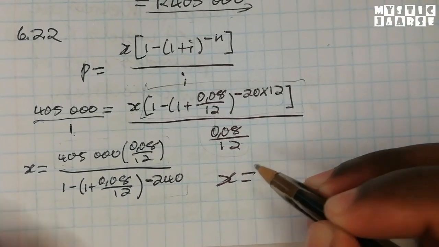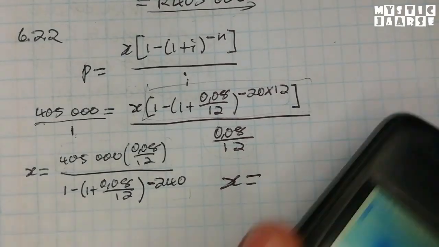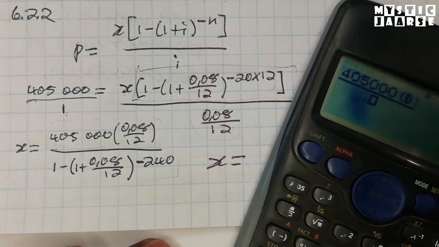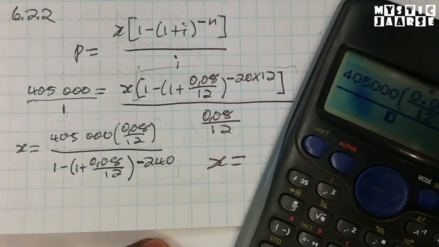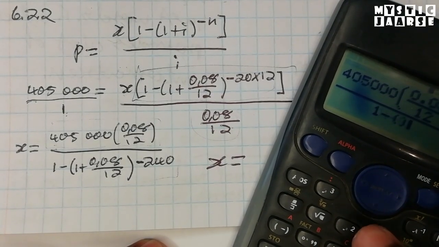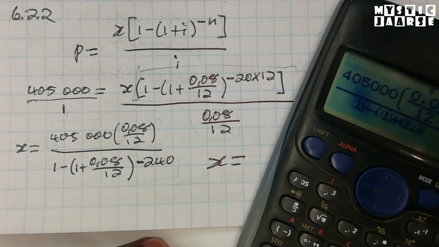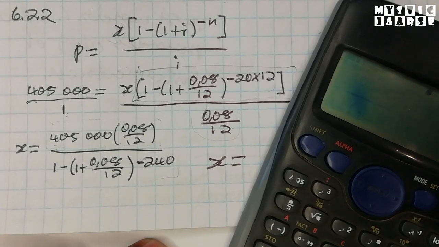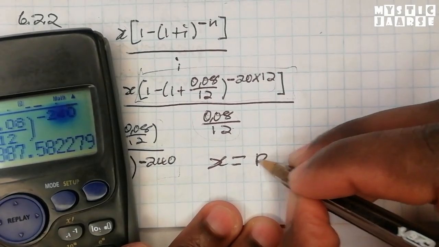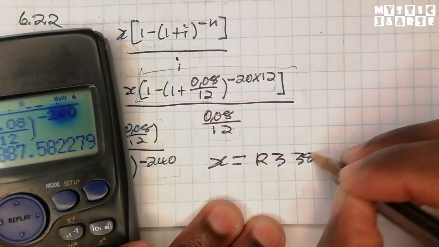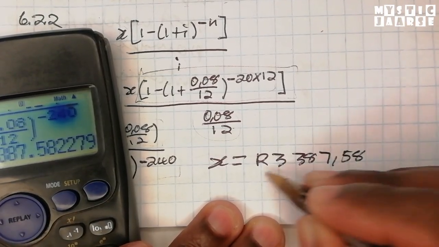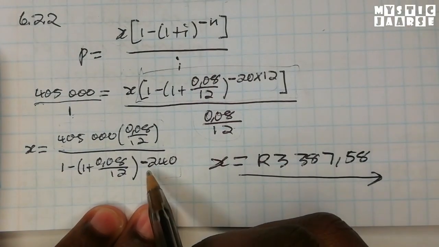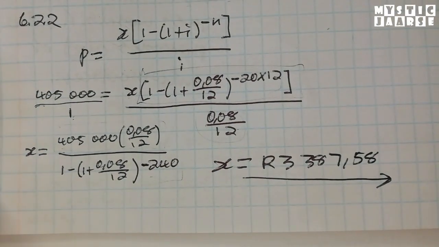So x is equal to, we plug this whole thing carefully into our calculator, we get 405,000 rands times 0.08 divided by 12 months, divided by 1 minus 1 plus 0.08 divided by 12 to the power of negative 240. So Mr. Williams will be paying 3,387 rand 58 cents each month, starting 1 month after getting the loan, for 240 months, which is 20 years.